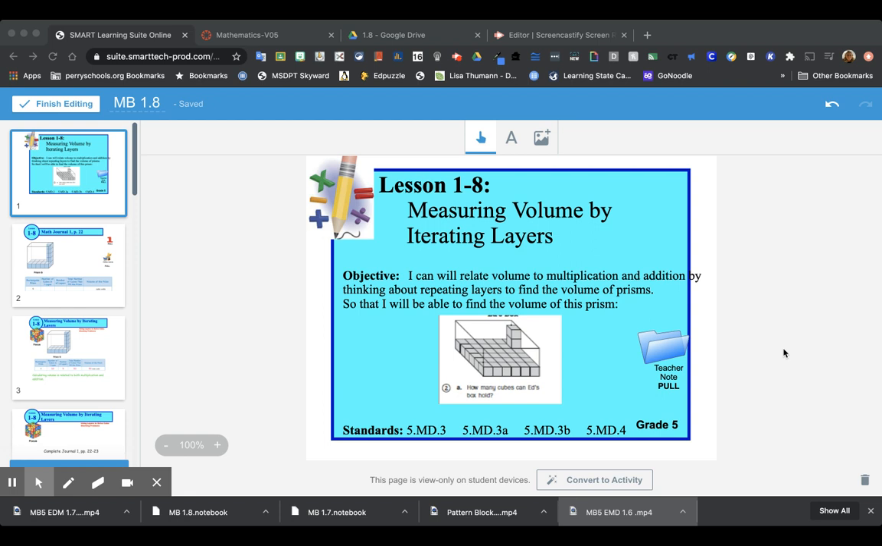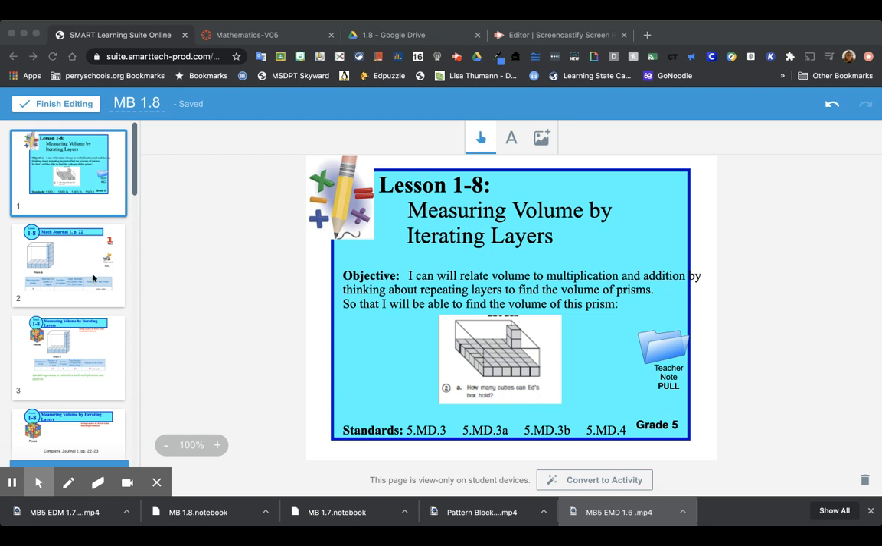We've been talking about volume and figuring it out using length times width times height, or doing the layers. Today's lesson 1.8 is measuring volume by iterating those layers. Our objective is: I can and will be able to relate volume to multiplication and addition by thinking about repeating layers to find the volume of prisms, so that I will be able to find the volume of this prism right here. It says, how many cubes can Ed's box hold?